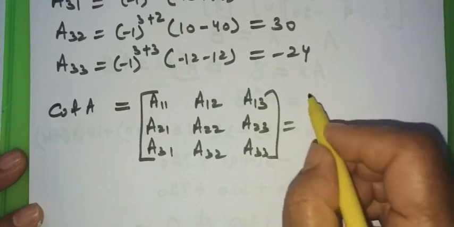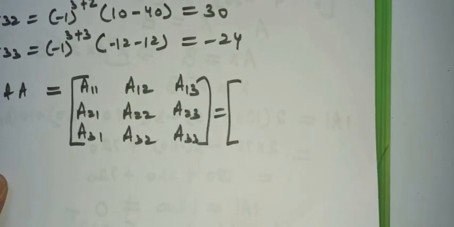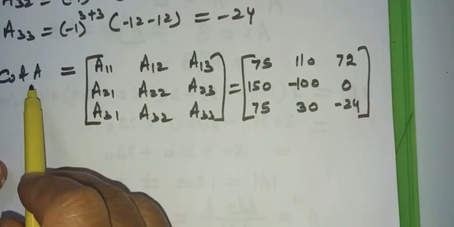And you can see here that we have got the values of all cofactors here. So we see all the values and write here in this matrix. So I got this as the cofactor A. We call it cofactor A.